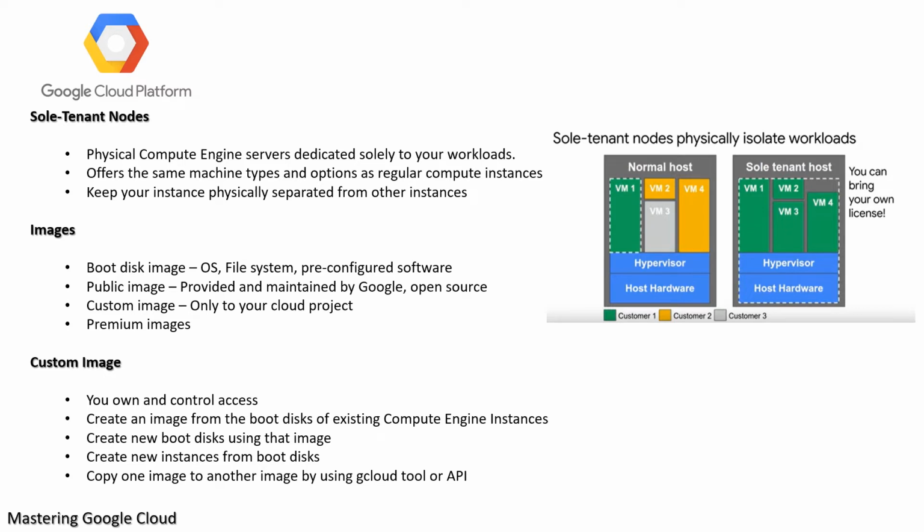Now let's discuss in much more detail custom images. A custom image is a boot disk image that you own and control. You can create an image from the boot disk of existing Compute Engine instances, then create a new boot disk using that image and a new instance using that boot disk. And you can copy the image from one project to another by using the gcloud tool or an API.